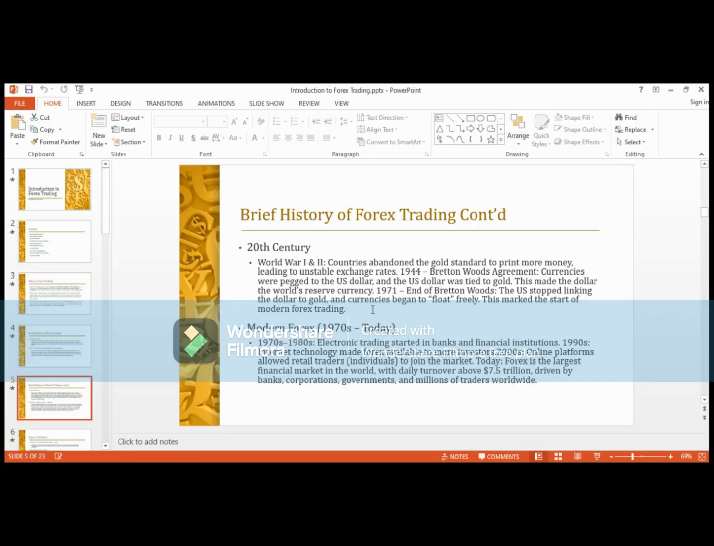You get it? So in 1944, the Bretton Woods Agreement, currencies were pegged to the US dollar, and the US dollar was tied to gold. This made the dollar the world reserve currency. In 1971, at the end of Bretton Woods, the US stopped linking the dollar to gold and currencies began to float freely, which marked the start of modern forex trading.